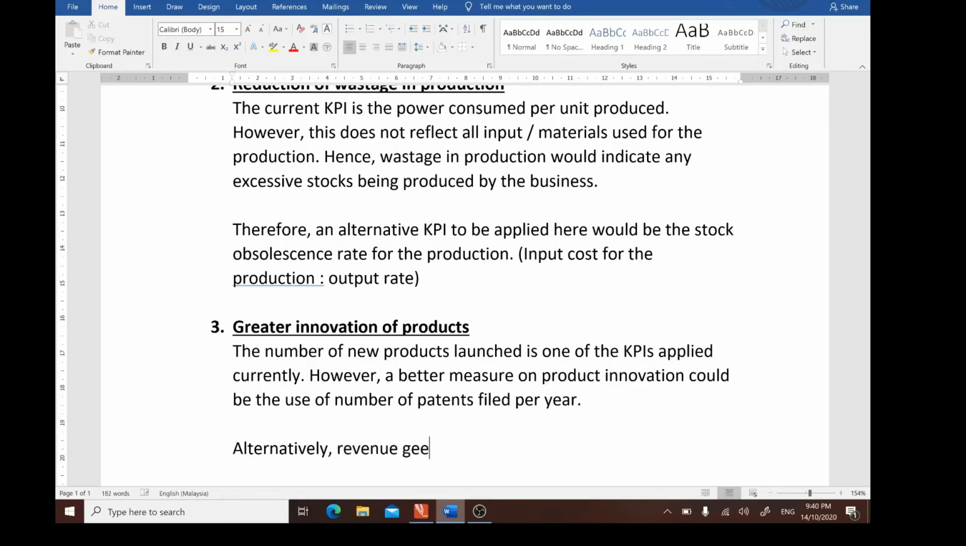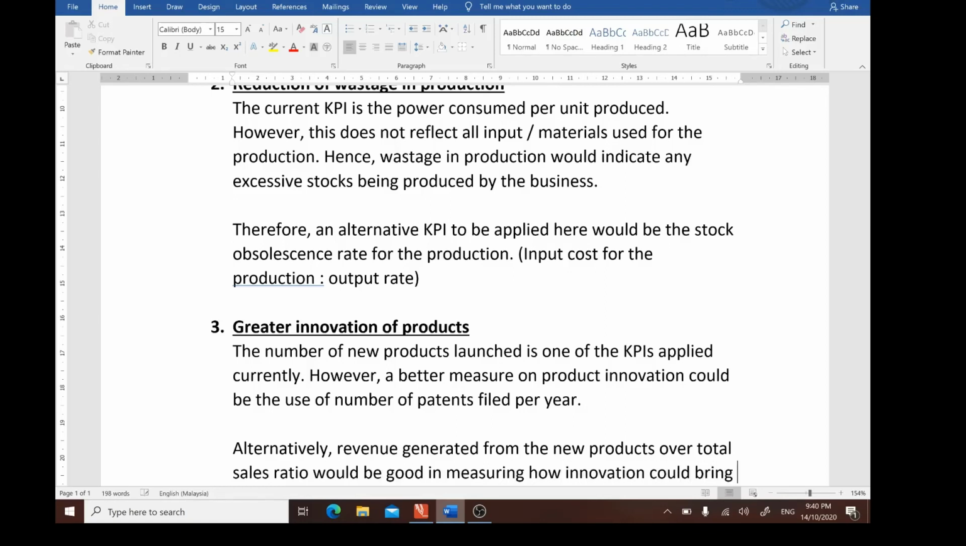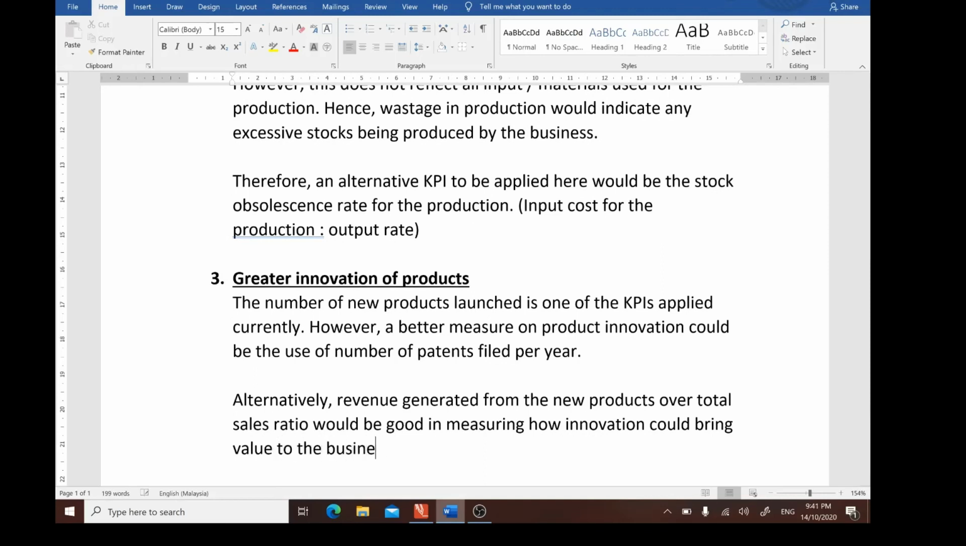revenue generated from the new products over total sales ratio would be good in measuring how innovation could bring value to the business. Can you see that? All right. So I always believe that if this new innovation can bring in additional revenue to the business, that would be the best, right, in a way.